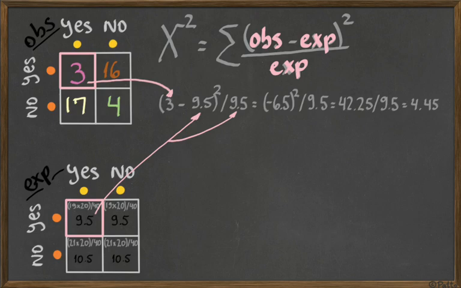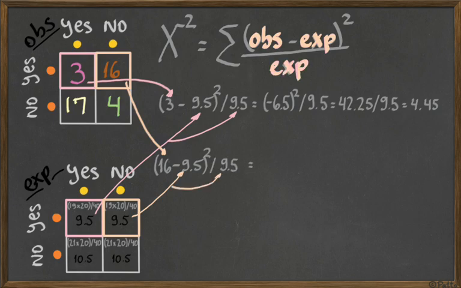I have to repeat that for every single one of the squares I have there. So now I will do it with the 16. 16 minus 9.5 to the power of 2 divided by 9.5. So again, 6.5 to the power of 2 divided by 9.5 is going to be the same value, 4.45. Keep that number over there.